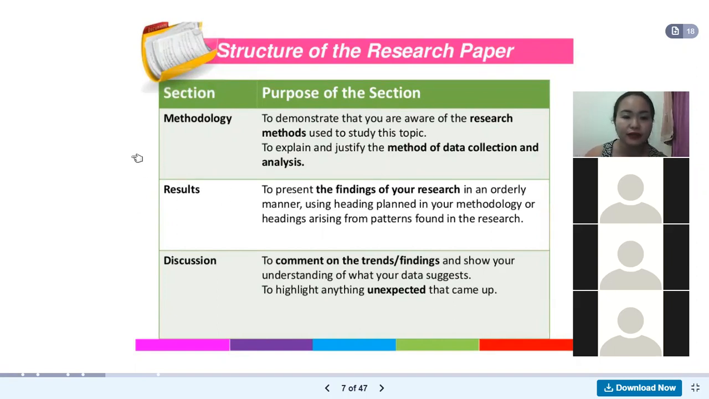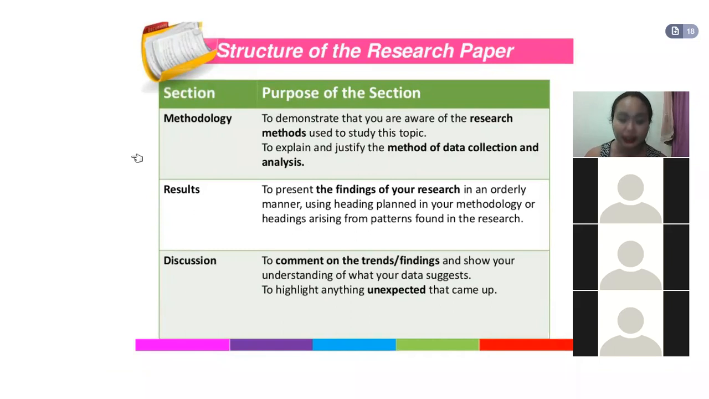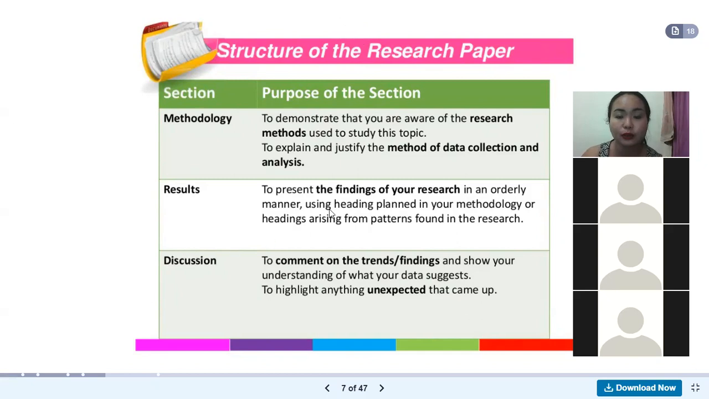And we also have results. After collecting your data, you will now have your result, and you have to present it according to the specific analysis. It could just be simple statistics.